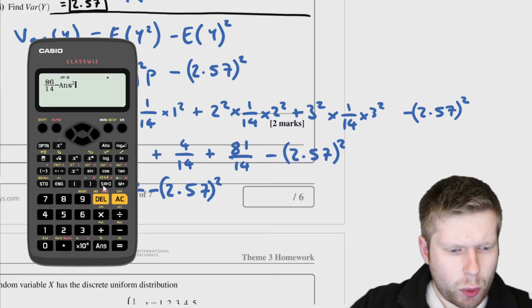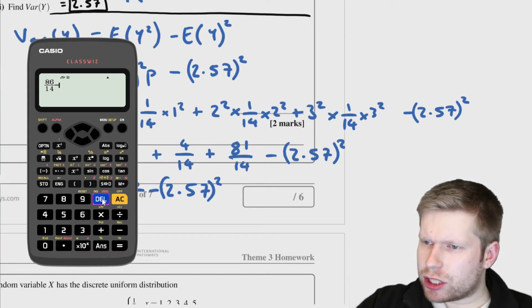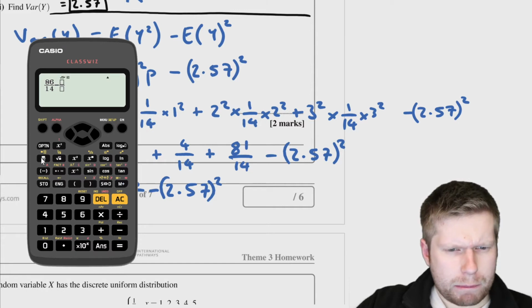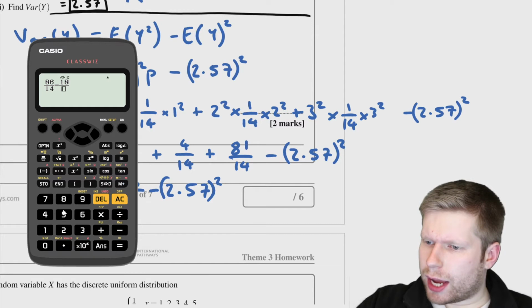That doesn't seem quite right because I'm not expecting a negative answer there. So let me go back and change this to what it should be, which I think was 18/7, which is the expectation. So instead of 2.57, I'll go 18/7.